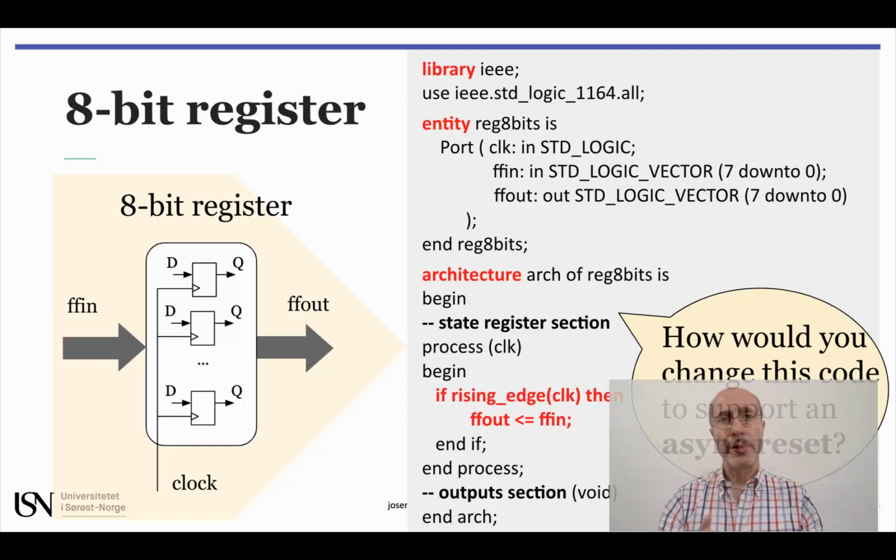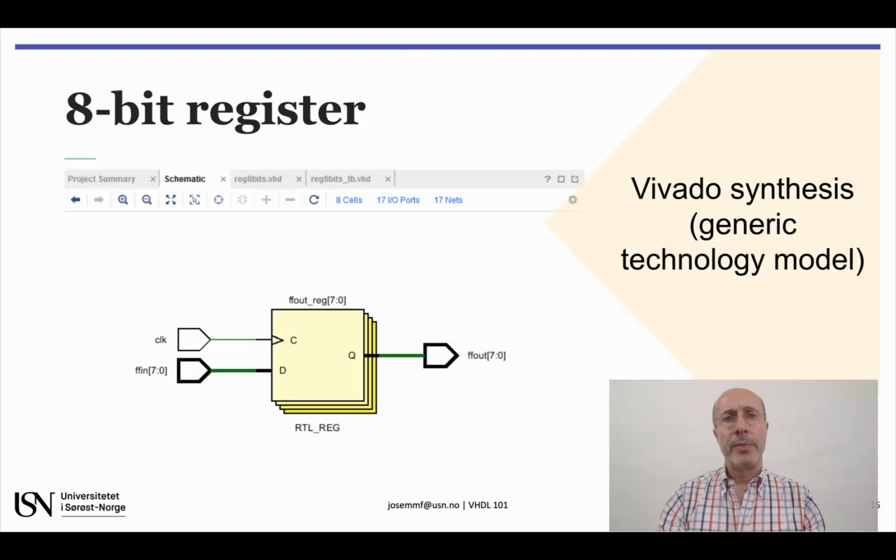You may wish to pause the video for a moment now to look at the code, and particularly at the architecture section. Notice the rising edge condition that we will use extensively in this course, and also the use of a process to enclose the if statement. How would you change this code to support an asynchronous reset input? Vivado Synthesis generates this generic technology model and estimates that the number of cells needed is equal to the number of bits. Why is that so?